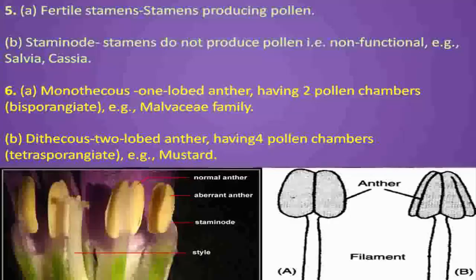Now the sixth distinction has been made on the basis of lobes. If the lobe is 1 in number, then that is known as Monothecous. That means a one-lobed anther, having 2 pollen chambers. If the lobes are 2, then it will have 4 pollen chambers. So Dithecous has a 2-lobed anther which has 4 pollen chambers. That's why it is also known as tetrasporangiate. It is seen in mustard.